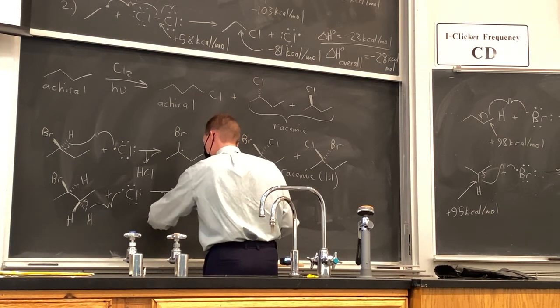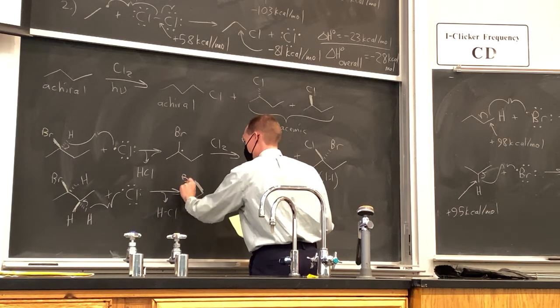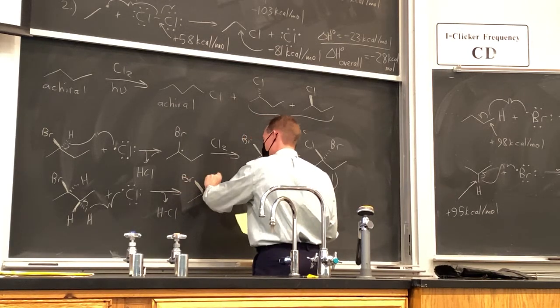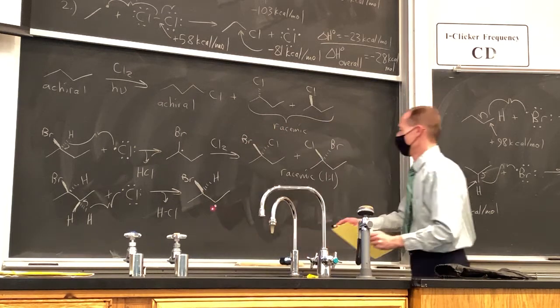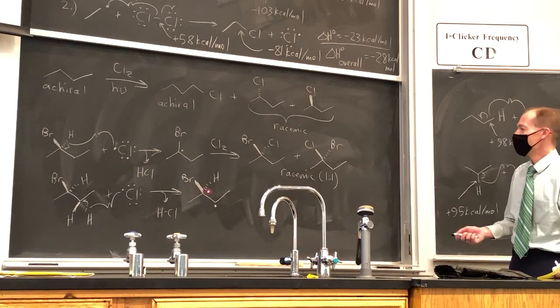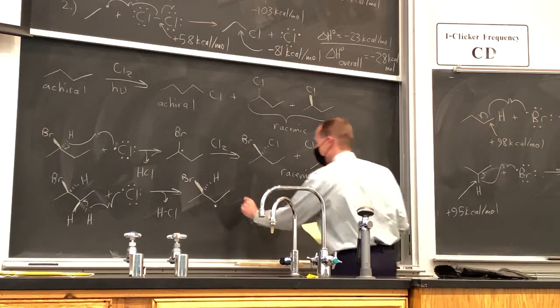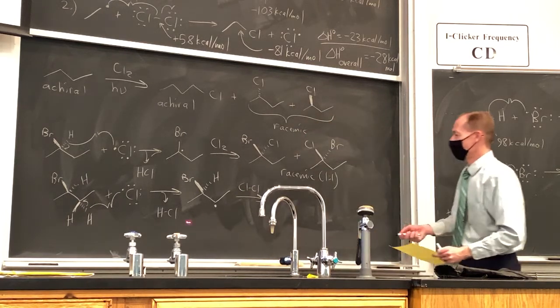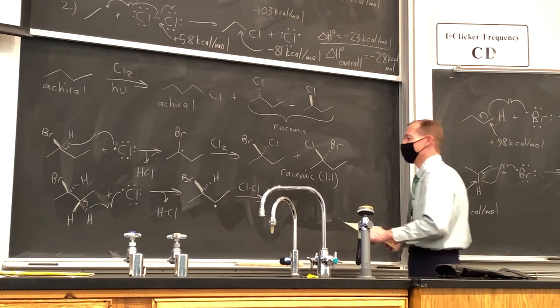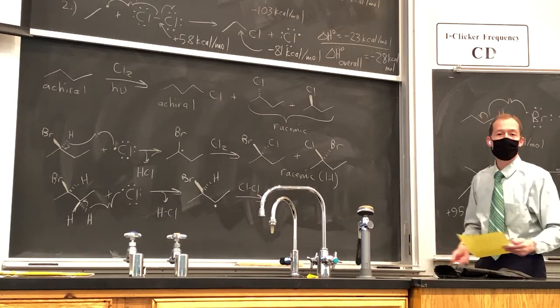We're forming HCl. We have our radical here. So now we haven't touched our stereocenter. We're going to abstract a chlorine atom from molecular chlorine. The chlorine can approach from either face.